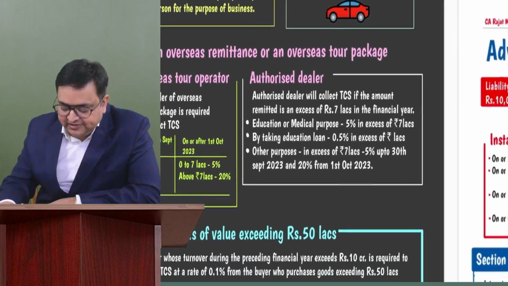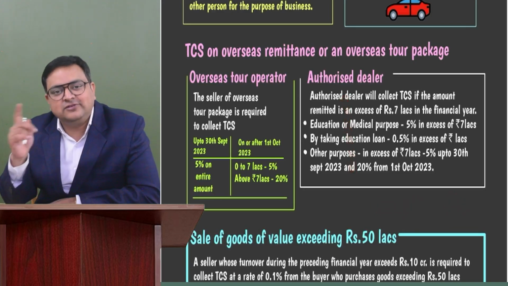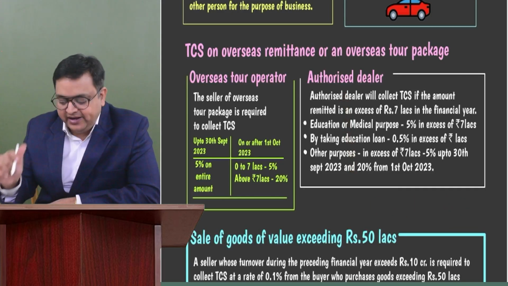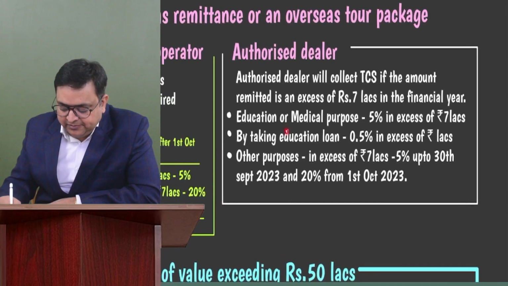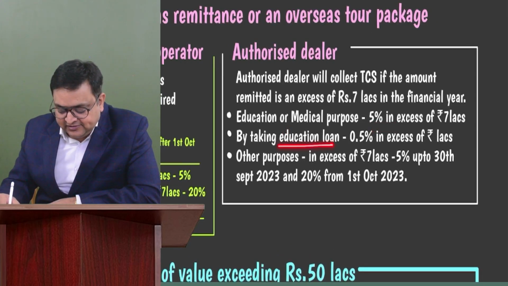But in overseas remittance, 0 to 7 lakh, TCS is 0 in all the cases. Only in excess of 7 lakh, there would be TCS. Right. So for education and medical purpose, 5% TCS in excess of 7 lakh. If the education is by taking a loan, then 0.5%.